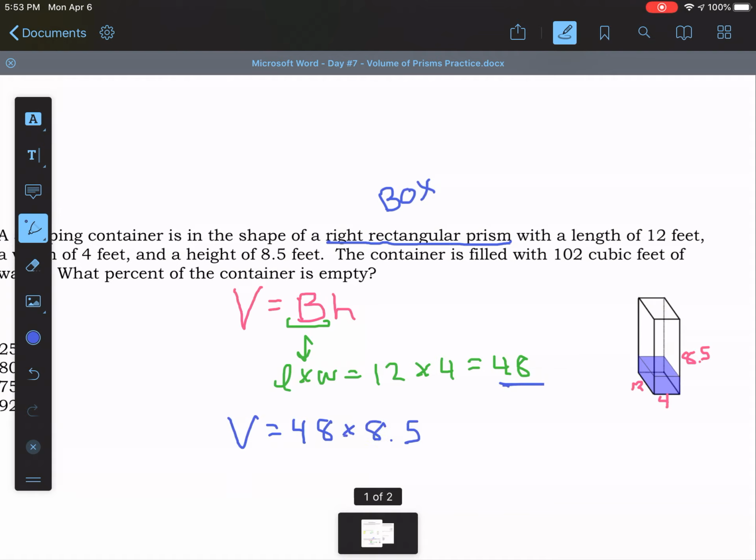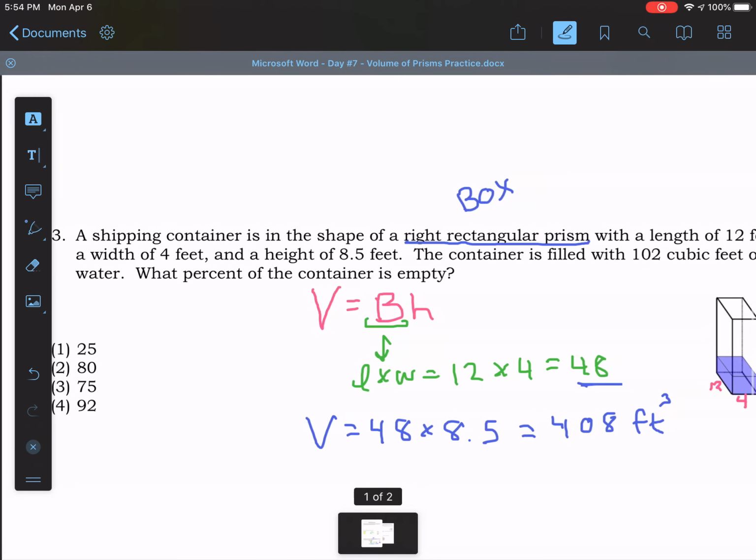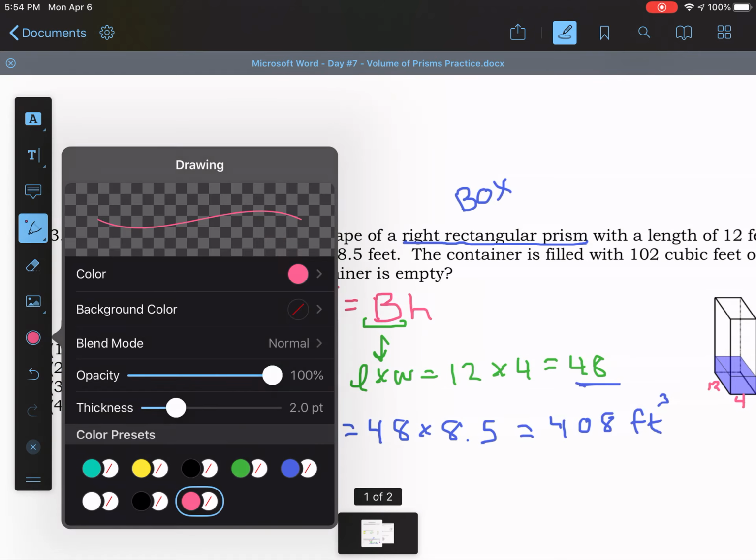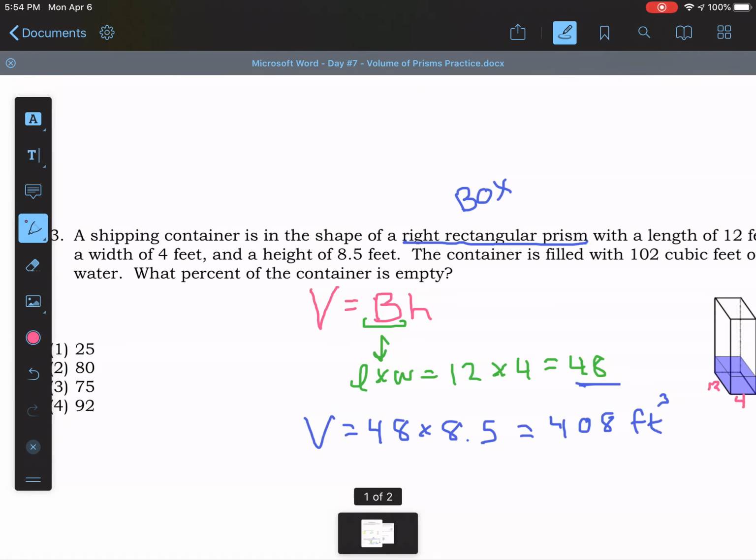So if we're just looking at the base now, we're looking just at the 12 and the 4. So 12 times 4 gives us 48. Now let me plug that back into our formula. The volume is equal to, we know the base area is 48, and we know the height is 8.5. When you multiply those together, you get 408. So 408 cubic feet. That's the volume of the entire container.